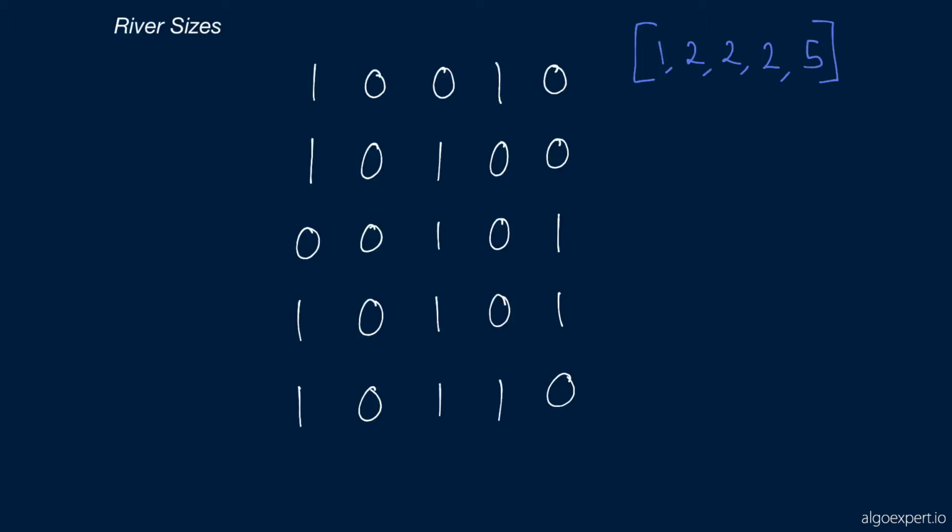And so what you can do is you can traverse this matrix or this graph, and at every node, you check its value. If the node has the value 1, then you know that it must be part of a river. And at that point, you can apply the graph traversal algorithm of your choice, so either breadth first search or depth first search.